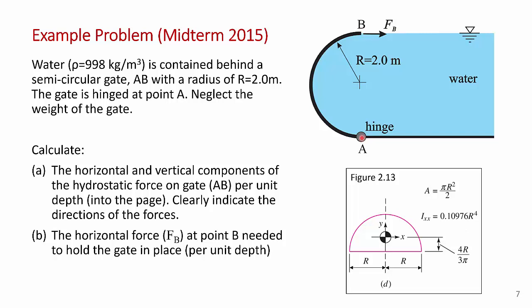And so what we need to do in part A is calculate the horizontal and vertical components of the hydrostatic force on gate AB. We're going to assume unit depth into the page. And we want to be careful to clearly indicate the direction of the forces. That's worth quite a bit on a midterm because it indicates that you understand the problem. And then in part B, we want to calculate the force applied horizontally at point B to hold this gate in place. And that'll be a simple statics analysis. On the midterm, you were given figure 2.13, which shows the centroids and second moments of areas of surfaces. So you have that at your disposal.